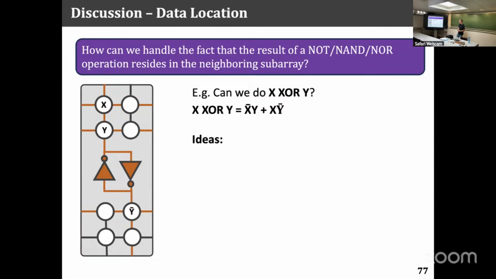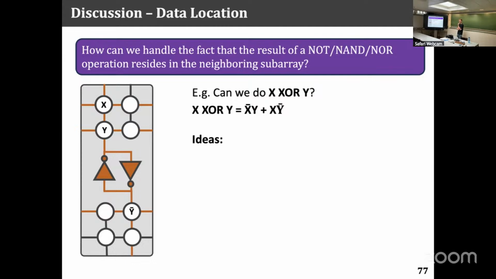So maybe what would happen if we had X and Y in both subarrays? Could we then compute the XOR of the both? I think so, yeah, we could. But do you see any other solutions to this problem? And in general, the question is more like, does this generalize? Can we do every Boolean expression given that we have all operands in both subarrays? Is it generally true, given that it's a functionally complete set of operations?